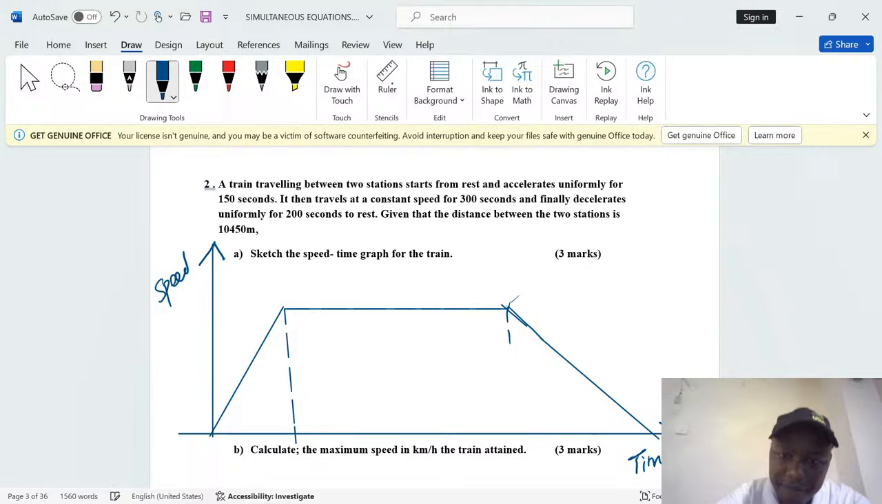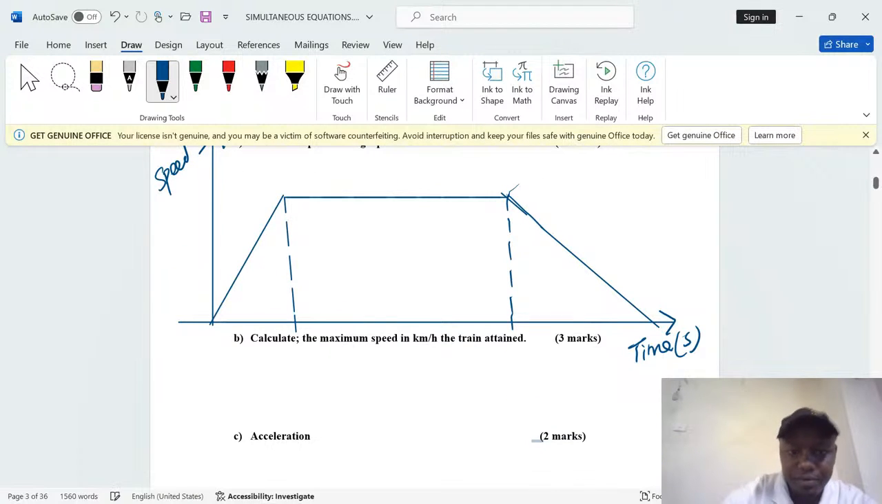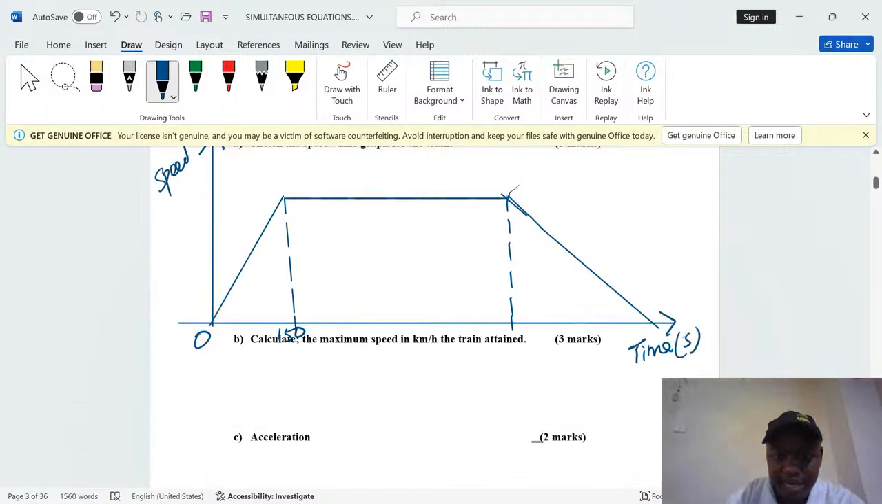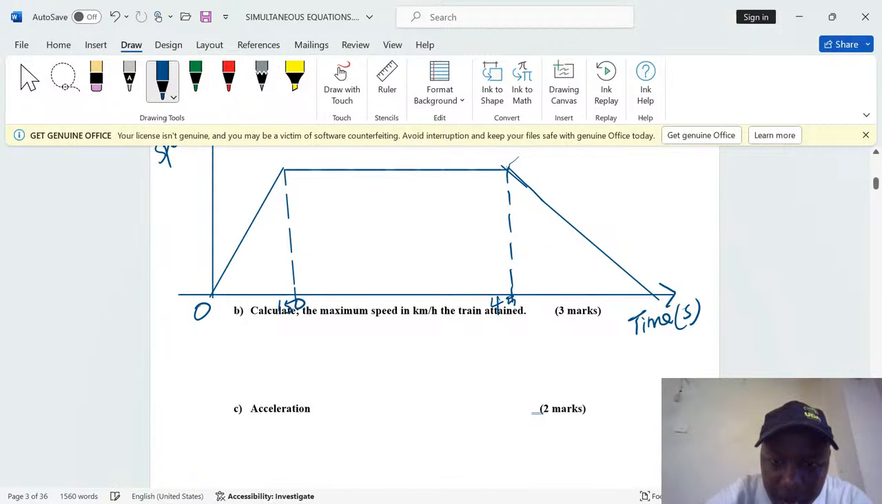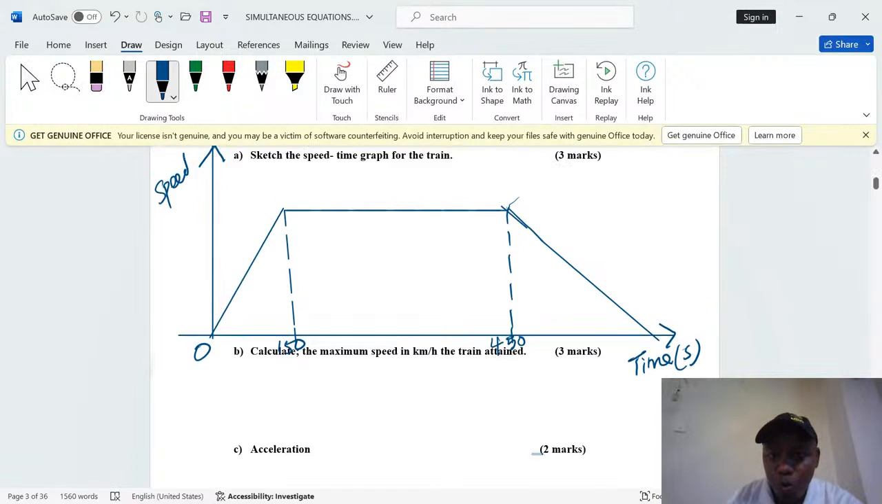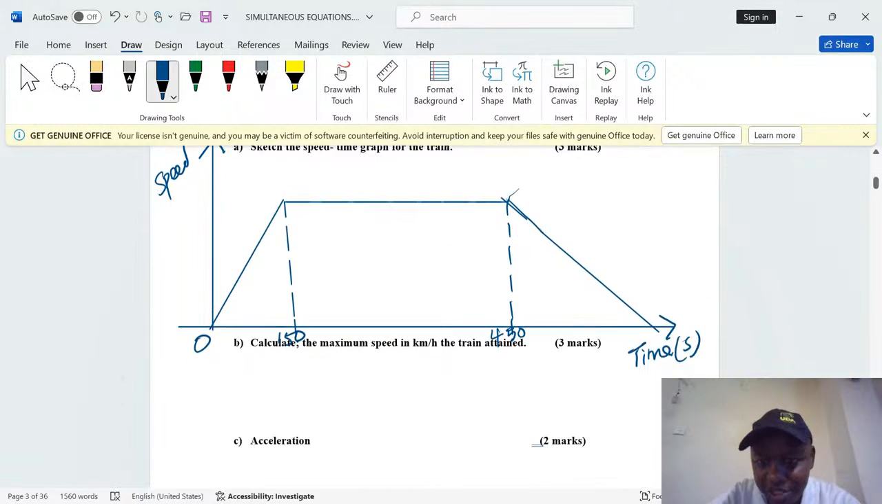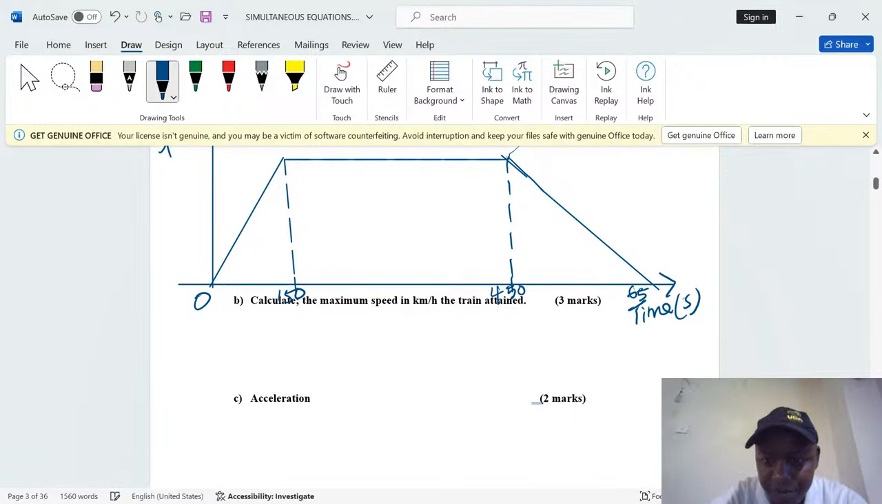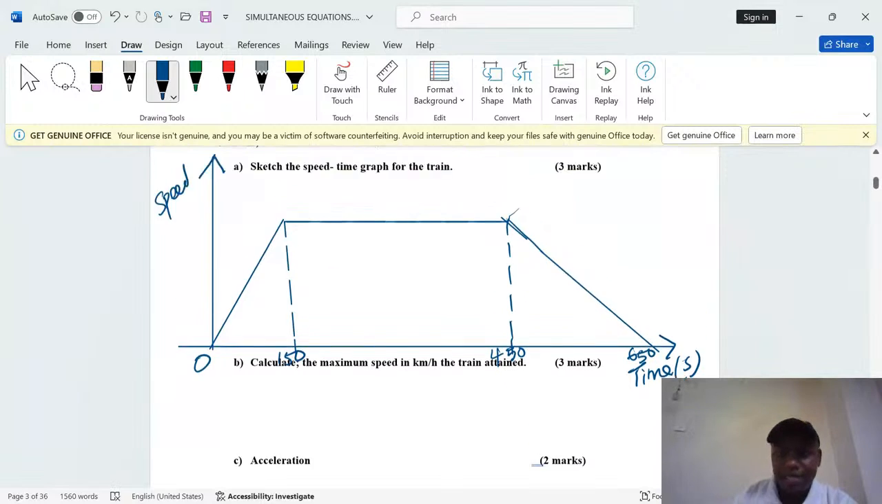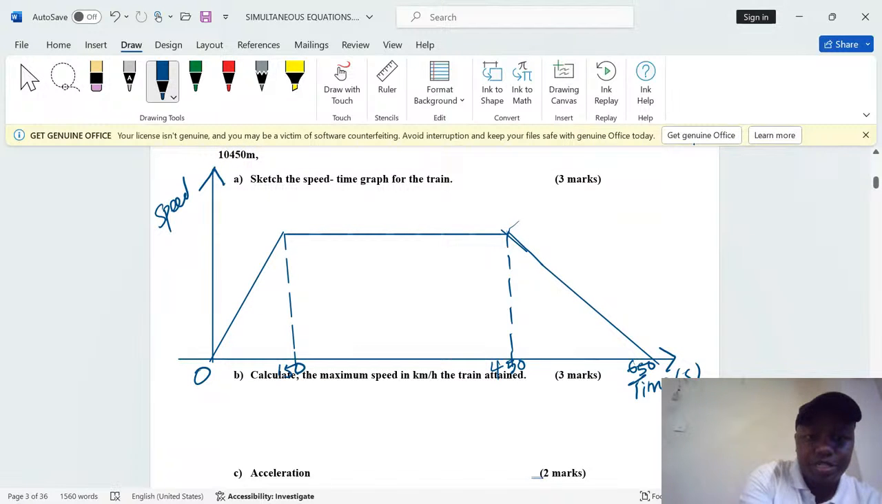This is happening from 0: the first 150, there was acceleration, then a constant velocity for the next 300 seconds, which means we are going to find ourselves at 450 seconds. And finally, within 200 seconds, there is a deceleration. Therefore, this will be 650. So that is a sketch. Remember, this is up to a height which is not known. So we don't know the velocity which is attained at this point.